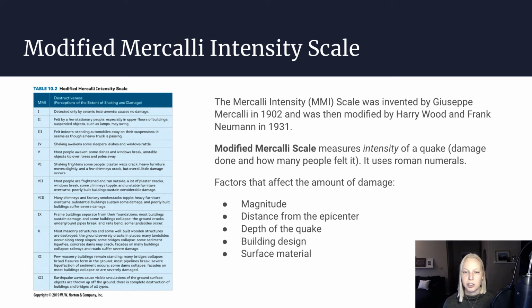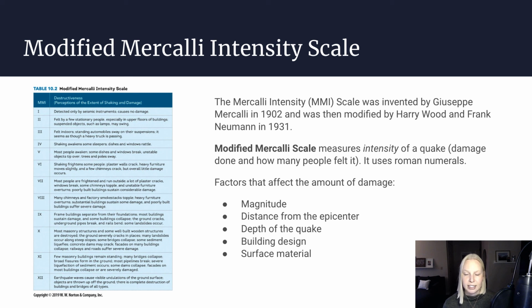This was invented by Giuseppe Mercalli in 1902, and it was then modified by Harry Wood and Frank Newman in 1931. This Modified Mercalli Scale is used today, and it measures the intensity of an earthquake, which is the damage done and how people actually felt or experienced it. And we use Roman numerals for the Modified Mercalli Scale to differentiate it from the original Mercalli Scale.